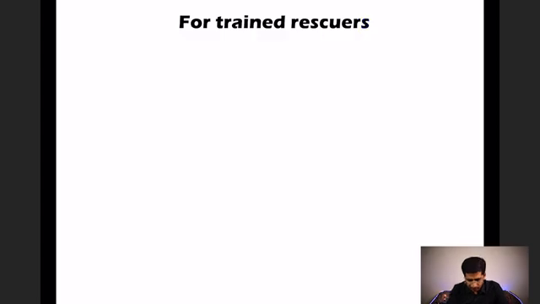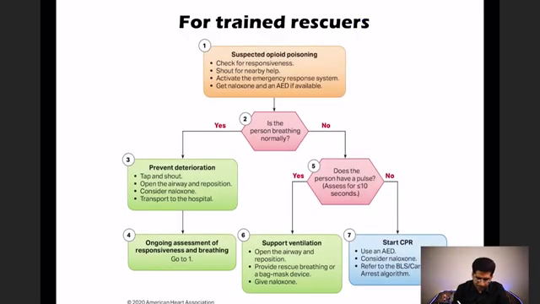Now, coming on to the trained rescuer, that is healthcare rescuers. You have to follow all those steps. But now, when the patient is not breathing normally, you have to check the pulse. If the patient has a pulse, then you just support the ventilation by opening the airway and repositioning, providing rescue breaths or a bag mask device, and give naloxone. This is very, very important. Whereas if the patient doesn't have a pulse, then you have to start CPR, use an AED, and consider naloxone.